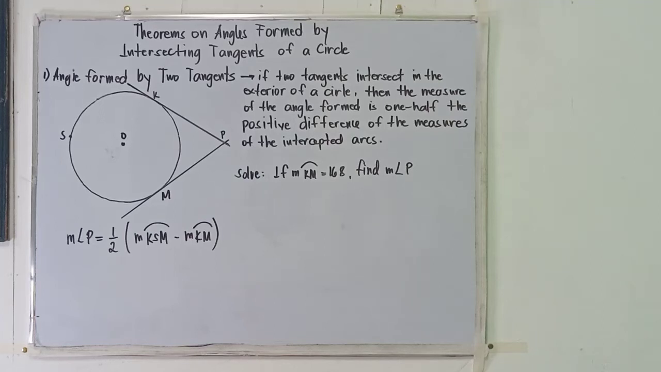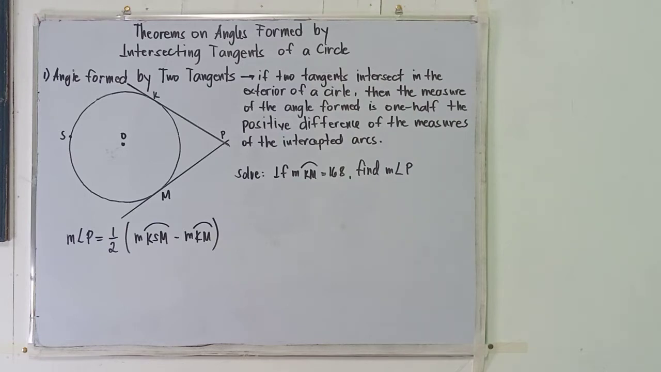Okay, welcome to another video about circles, and we will be dealing with theorems on angles formed by intersecting tangents of a circle. So this will be theorem number 1 about intersecting tangents of a circle. The theorem states that if two tangents intersect in the exterior of a circle, then the measure of the angle formed is 1/2 the positive difference of the measures of the intercepted arcs.